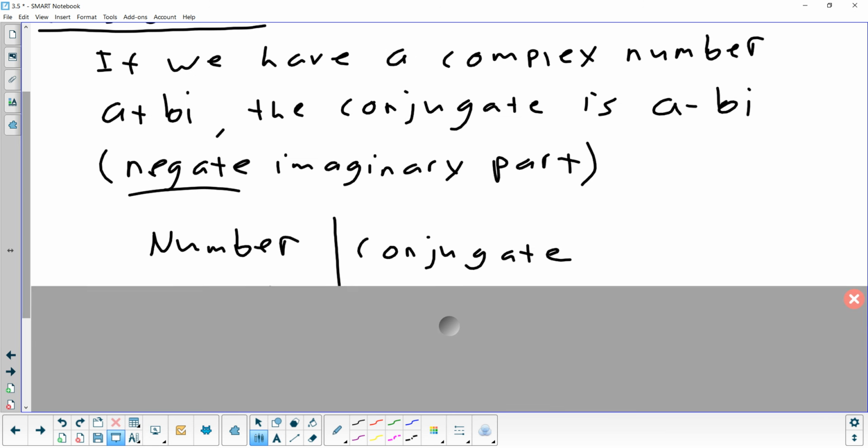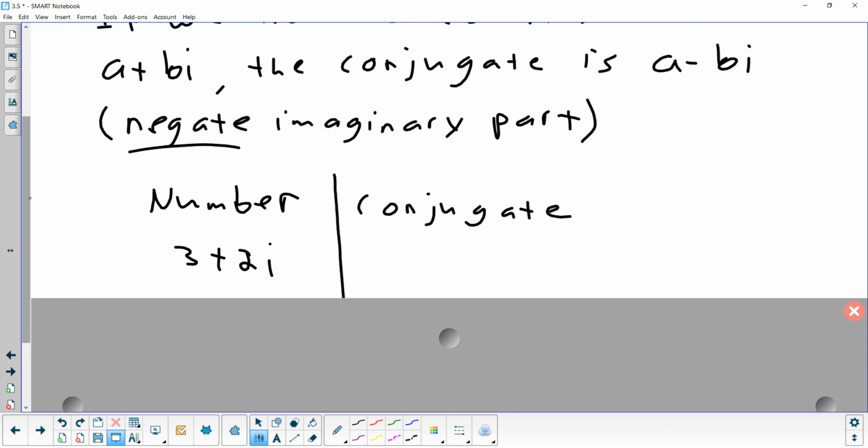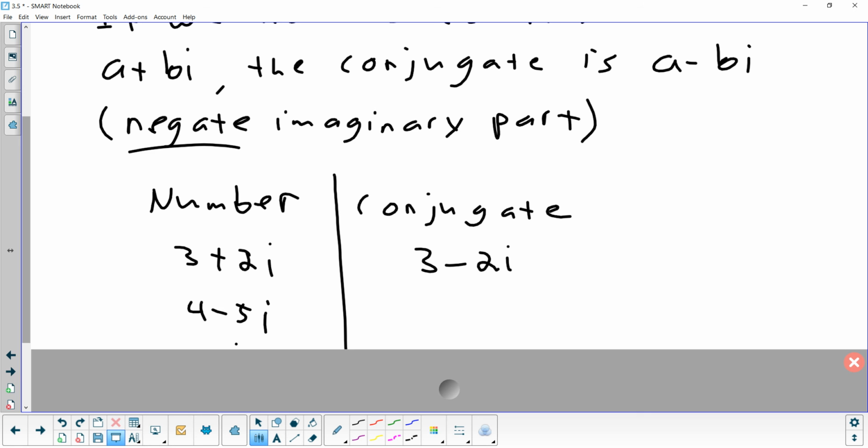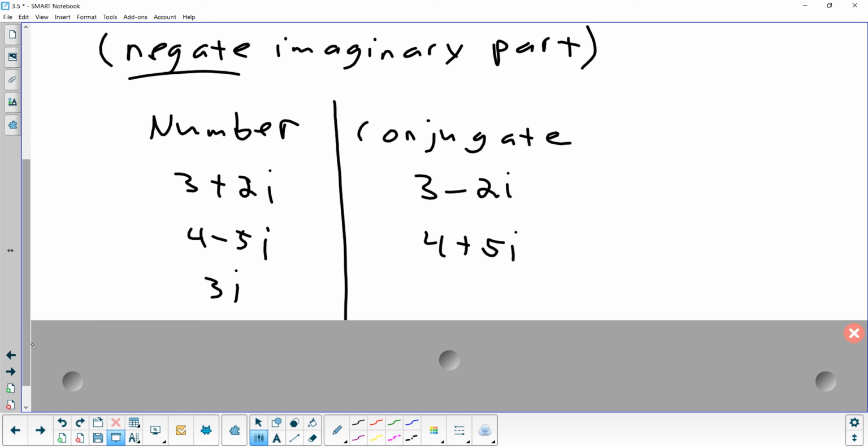So let's try a couple examples. 3 plus 2i. Casey, could you tell me what the conjugate of that would be? 3 minus 2i. Yes, 3 minus 2i. Okay, Ethan, how about 4 minus 5i? What would be the conjugate of that? 4 plus 5i. And Chris, how about 3i? It would be negative 3i. Yep, negative 3i.